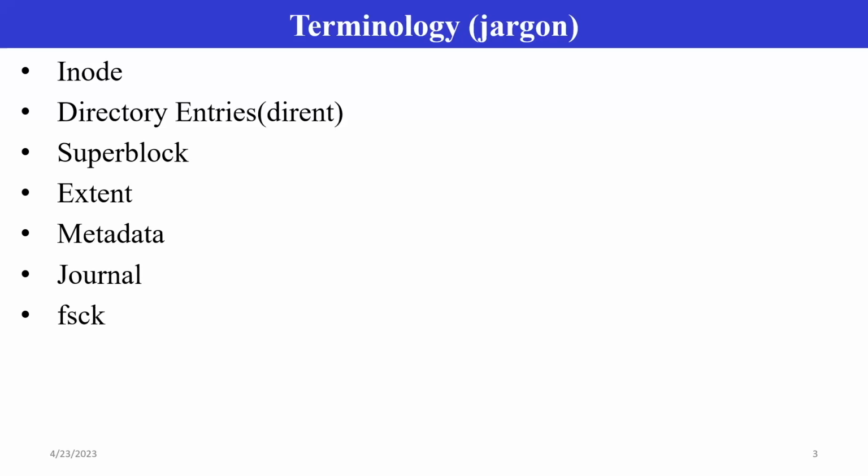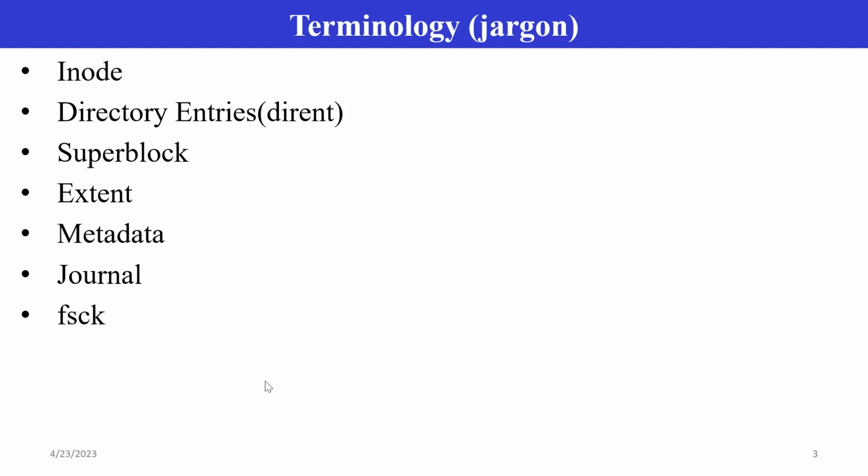Metadata is basically what is not data. So all this information, the metadata, is basically what is not data. What I said right now, the inode information, the directory information, the super block, all that is referred to as the metadata. And then you have the journal.